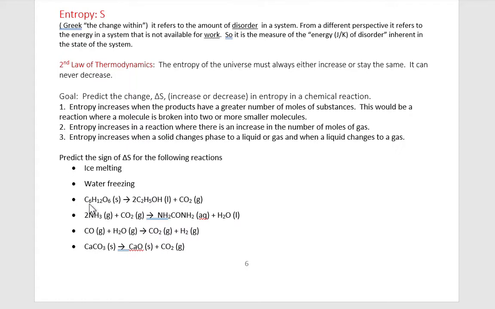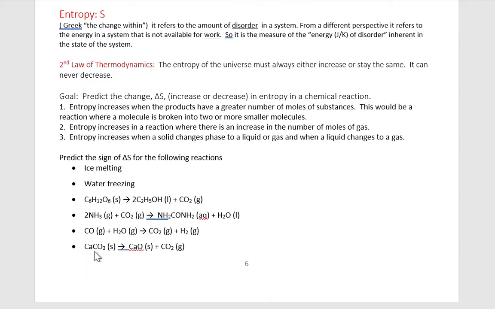Here, as we pointed out, I believe this is a sugar molecule. You have 1 mole of sugar on this side, and you're producing 2 moles of this alcohol on this side and 1 mole of carbon dioxide. And so because you have more moles of things over here, 2 plus 1, as opposed to 1 mole there, entropy increases.